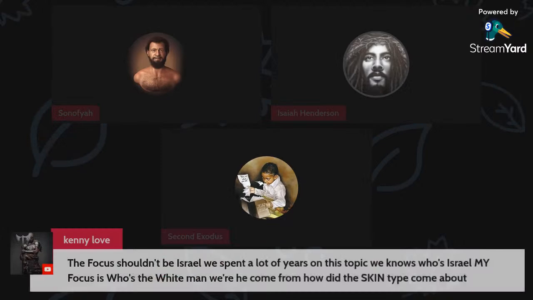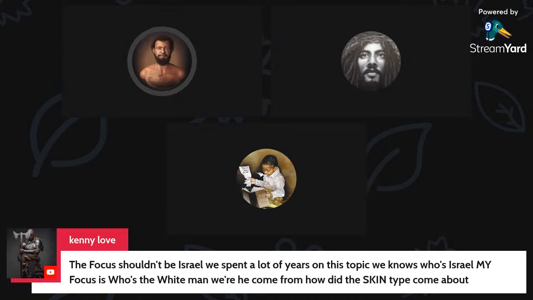Hold on. Kenny Love says the focus shouldn't be Israel. We spent a lot of years on this topic. We know who's Israel. My focus is on who's the white man: where he comes from, how did his skin type come about? So the white man can be anybody. The white man can be a descendant of Ham, of Shem, or of Japheth.